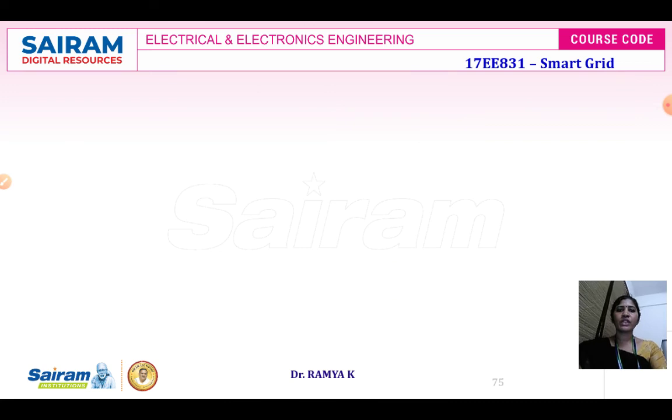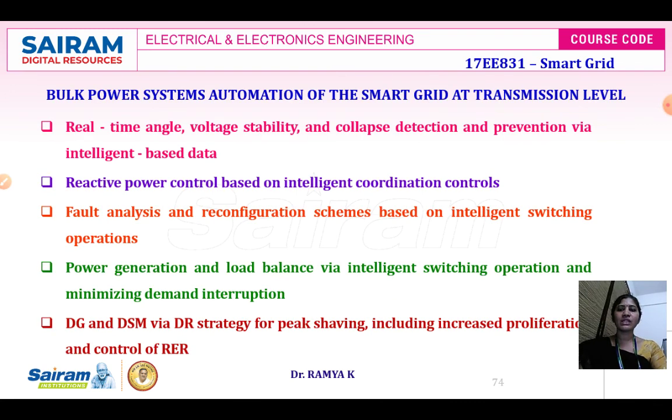Then distributed generation station and DSM, that is demand side management, via DR strategy for peak shaving, including increased proliferation and control of renewable energy resources. All these functions have to be evaluated when you are going to incorporate this bulk power system automation technology.